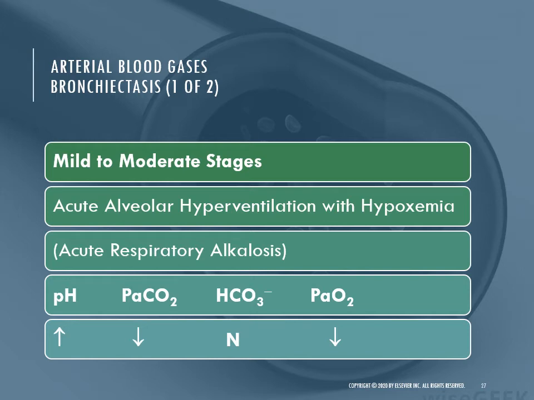In mild to moderate bronchiectasis, arterial blood gases reveal acute respiratory alkalosis with an increased pH, a decreased PaCO2, secondary to an increased respiratory rate. Bicarb is normal, but low normal, and PaO2 is low, as well as a low oxygen saturation.